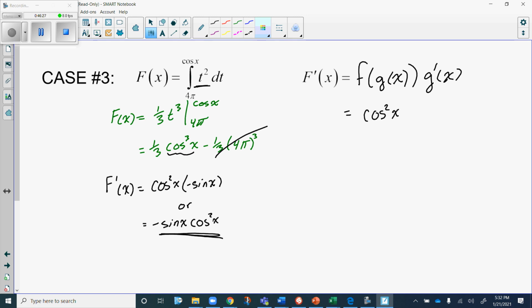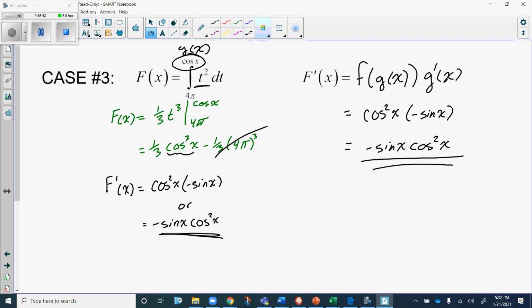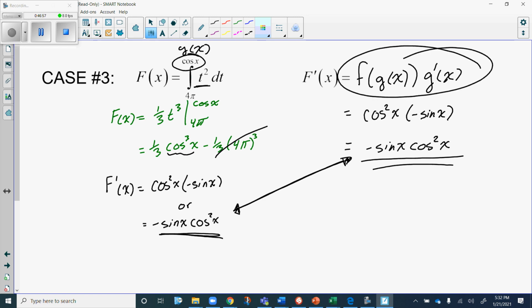And the derivative, and remember the upper bound, that is your g of x. The derivative of that is the negative sine of x, which puts me right back to negative sine of x times cosine squared of x. So we're able to get the derivative of the antiderivative using that expression, should we need it.